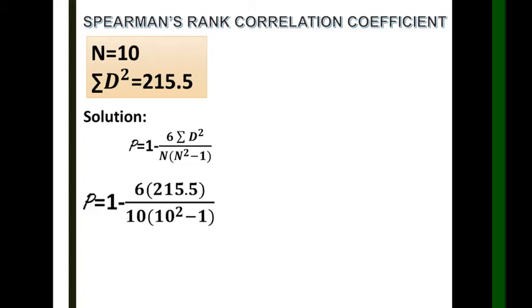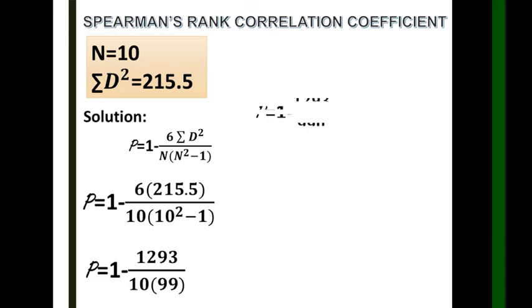Just substitute the given to the given formula. So we have 6 quantity 215.5 over 10 quantity 10 squared minus 1. 6 times 215.5 is 1,293. 10 squared minus 1 is 99. Multiply 10 times 99, you have 990. Divide 1,293 and 990, the answer is 1.31.